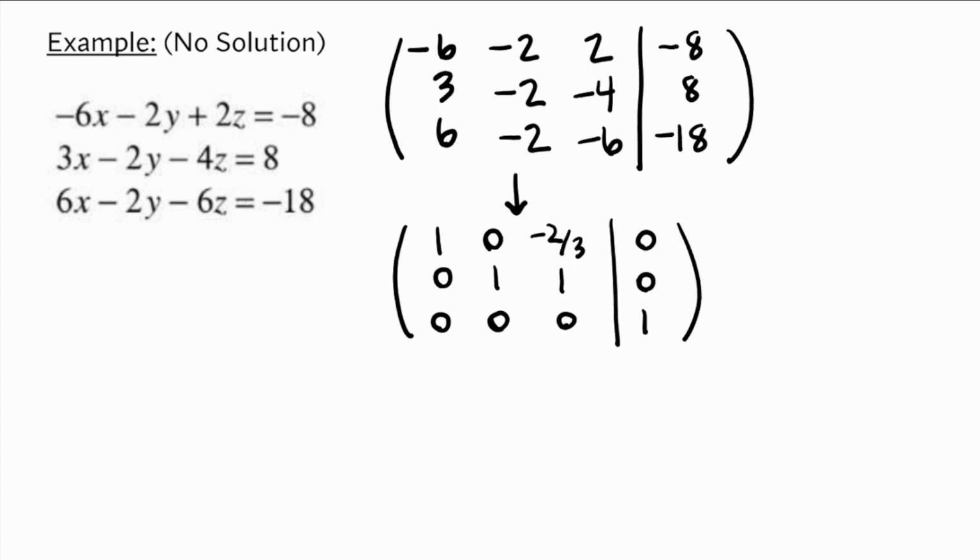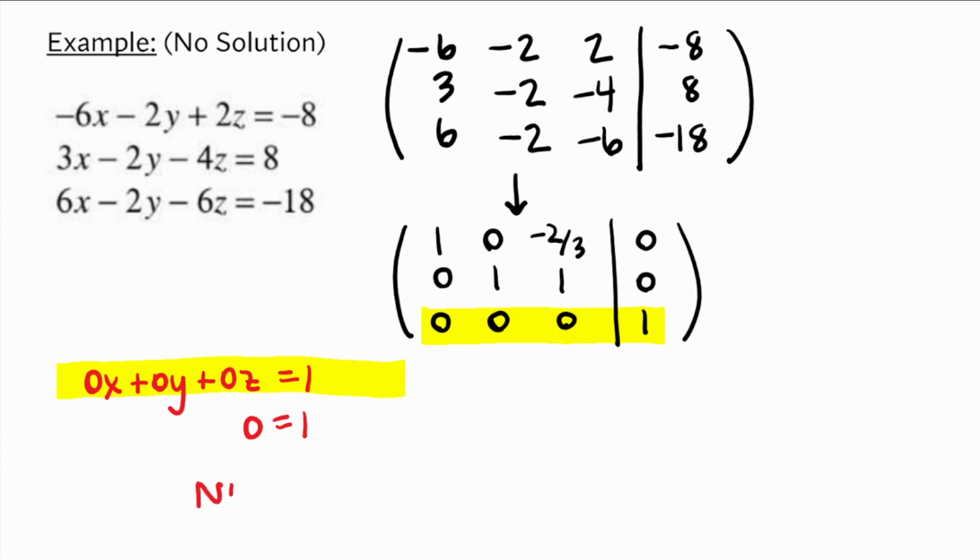All right, so if I look specifically at the third row, what I'm seeing is 0x plus 0y plus 0z equals 1. And again, regardless of what x and y and z are, if I multiply them by 0, they're going to be 0. So I'm adding together 3 zeros, and this is like saying 0 equals 1, which we know means no solution.